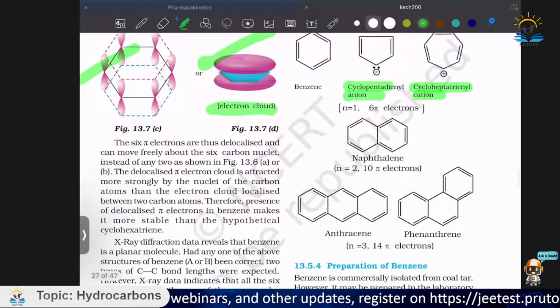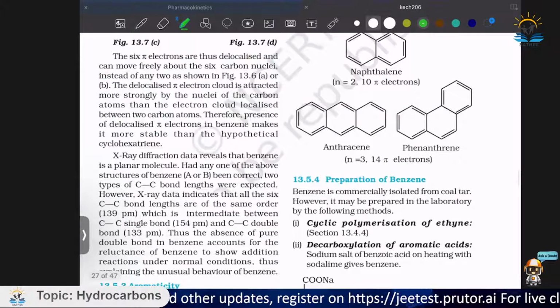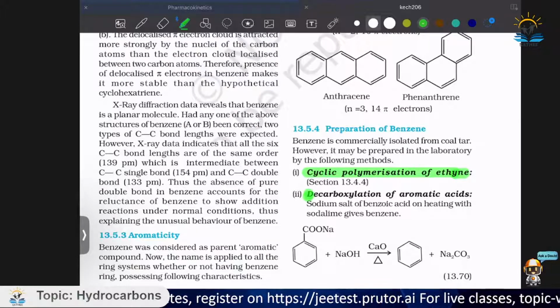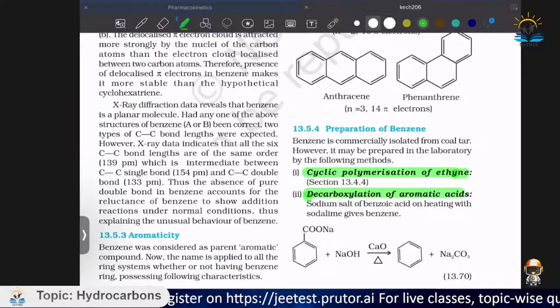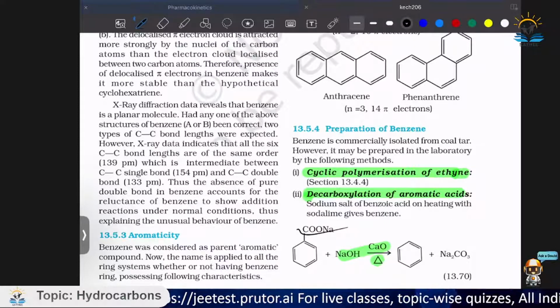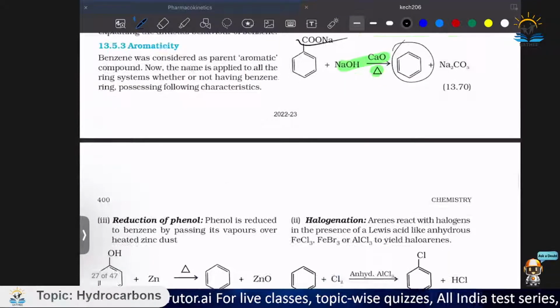Okay. Now we'll see how you prepare benzene. First is cyclic polymerization of ethyne, which we have seen. Next is decarboxylation of aromatic acids. Again, soda lime, heat it, and this thing will come out. You get benzene. Very similar to what we have seen in alkane preparation.